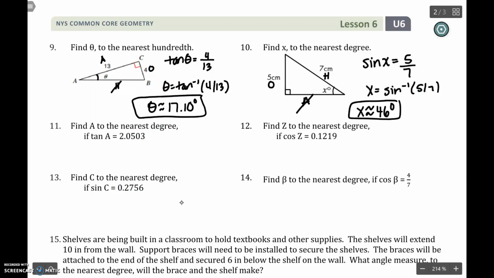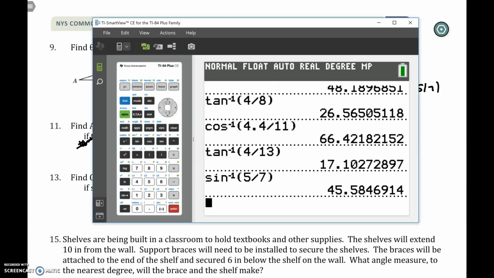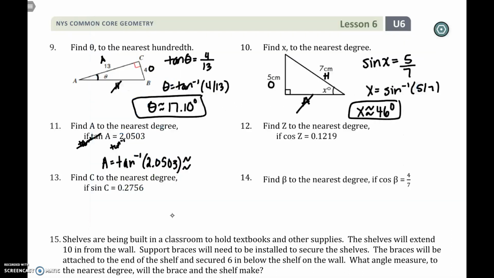Okay, numbers 11 through 14 are actually set up even easier. All you have to do is, they already set it up, you just have to solve it. So to get A alone, we'll do the tangent -1, inverse of tangent on both sides. And that would look like this. And then we're just going to type it in exactly as a decimal instead of a fraction. And to the nearest degree, 2.0503 would be 63.9999, 64 degrees.